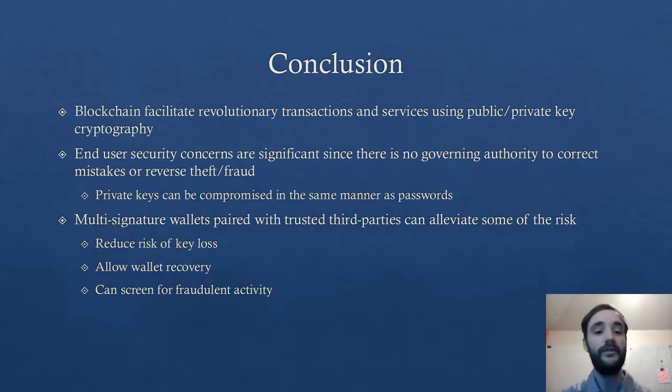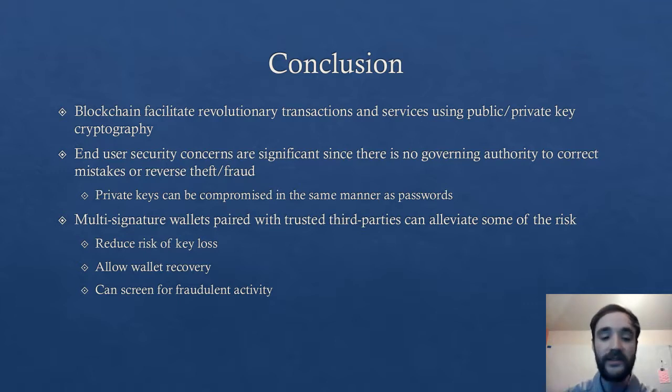So in conclusion, a blockchain is potentially a revolutionary way for us to make transactions and interact with services, and it uses a public-private key cryptography system, which is vulnerable to keys getting lost, stolen, or misplaced, and there's no governing authority to correct or reverse these mistakes. So we have to be more careful in how we're interacting with the chain, since private keys can be compromised in much the same way as passwords, and passwords are often misplaced, lost, or stolen.